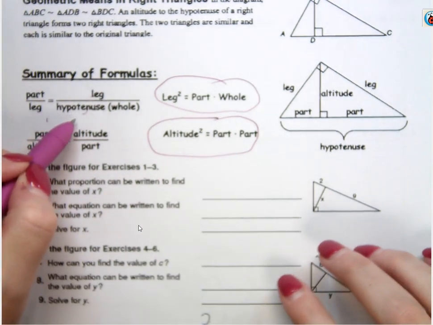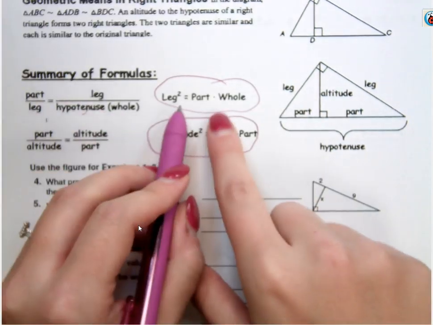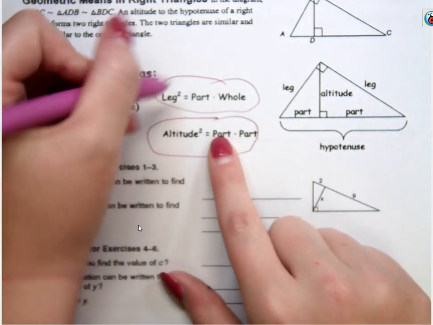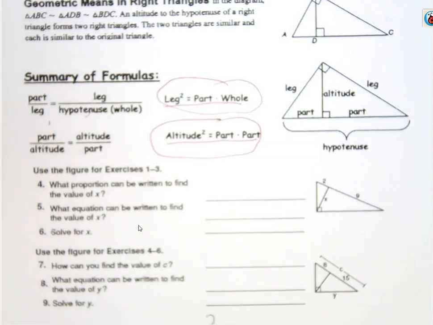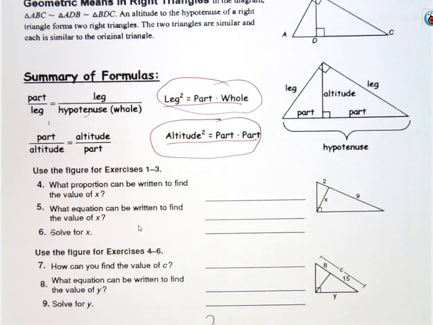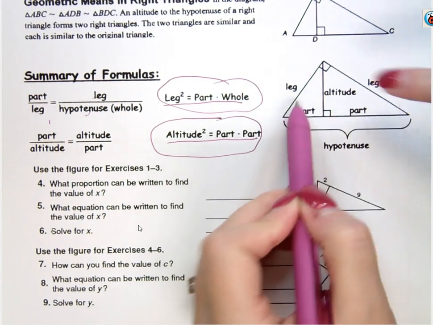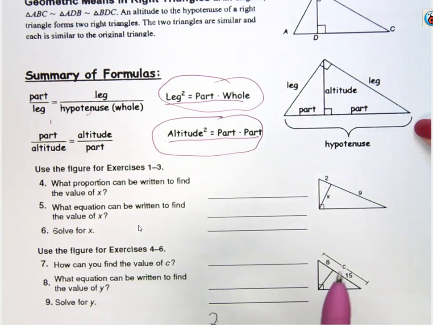When you cross multiply, you get this: the leg squared equals the part times the hypotenuse. We will love these equations. These will be our best friends. This is our little cheat sheet over here. These are what all these words mean. The altitude is this right here. That's a leg. That's a leg. These two things are parts. And the whole thing is the hypotenuse.